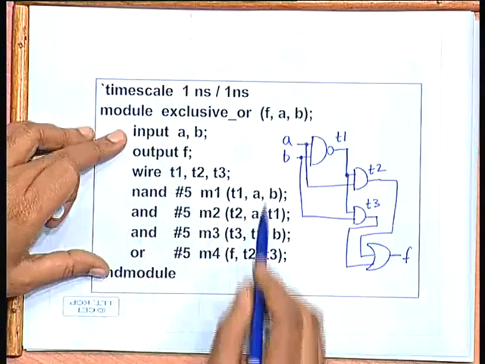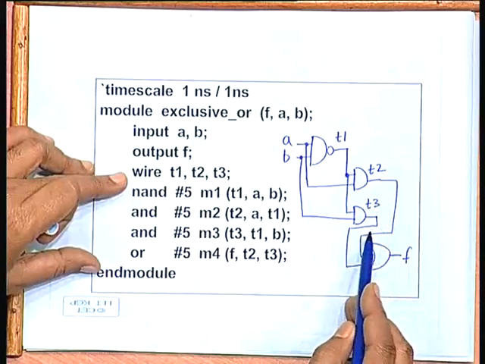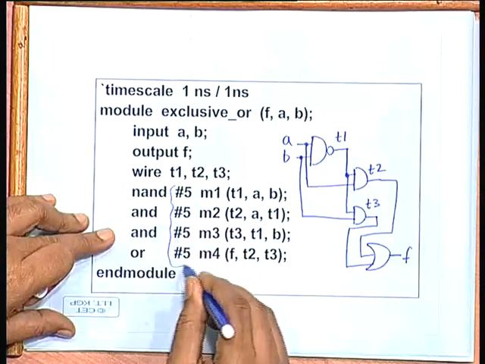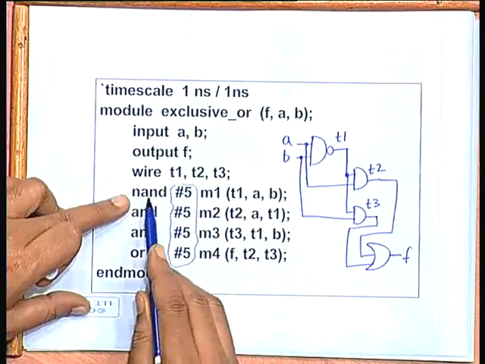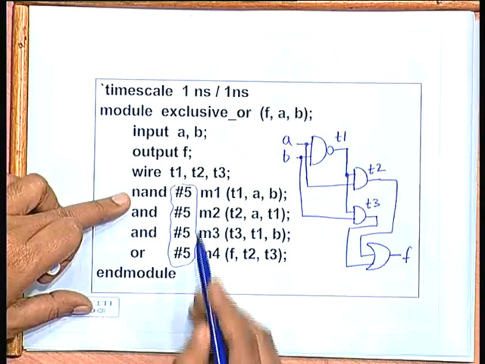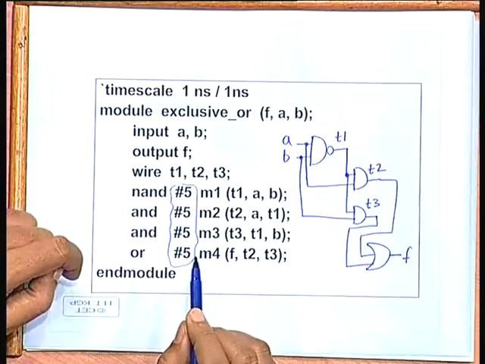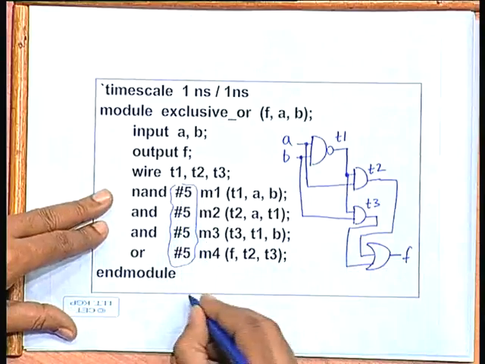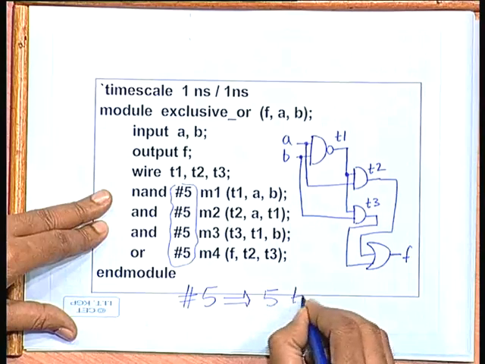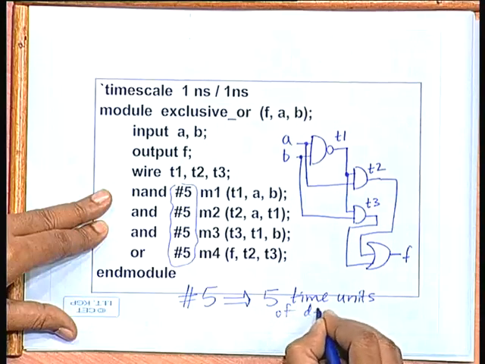Otherwise the specification is fine. F, A, B are the ports, A and B are the inputs, F is the output, T1, T2, T3 are the internal signal nets which have been declared as wires. But you observe here that we have specified some number just alongside the modules we are instantiating, hash followed by a constant value. This constant value indicates the delay in some time units. So, this hash 5 actually means 5 time units of delay.